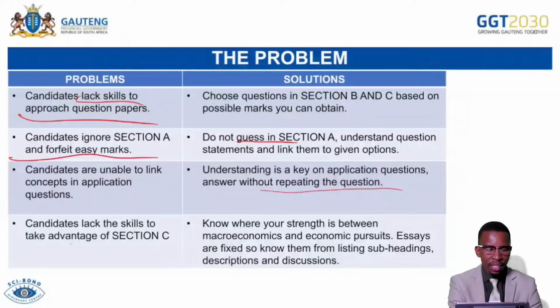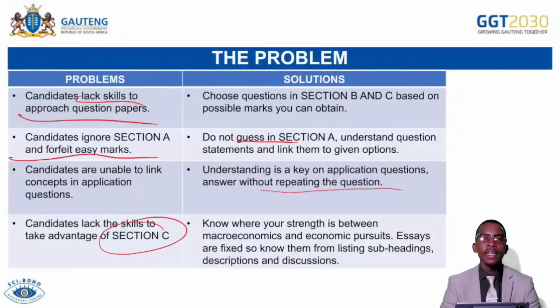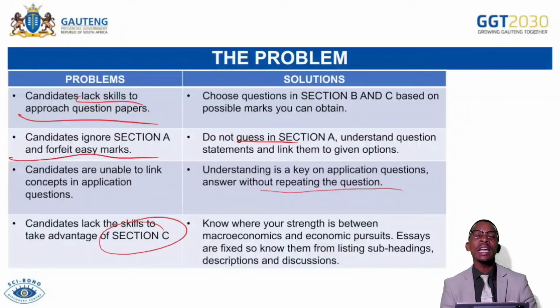Candidates also lack the skill to take advantage of section C. Yes, we still have a challenge of candidates that are writing essays that have not even been assessed. You have your own essay in your mind, you bring it into the examination, but it is not being assessed. What are you answering? You bring from introduction to the conclusion. You bring your own additional part that is not even assessed. You render yourself getting 0. Avoid answering questions that have not been assessed, especially in section C.